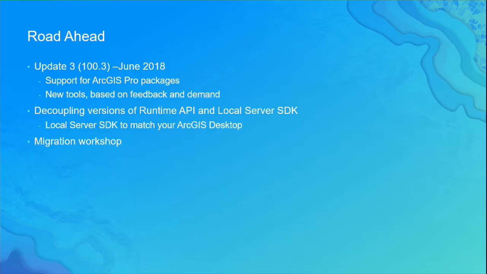One is the support for ArcGIS Pro packages. So right now, if you're working with local server and the packaging mechanism that's used for distributing data and capabilities, you're using ArcMap on the desktop to build out those packages. We want to expand that reach and support ArcGIS Pro packages, so you can use the tooling that's available in Pro and package them up in the ArcGIS Pro package format and then deploy and use those with local server.